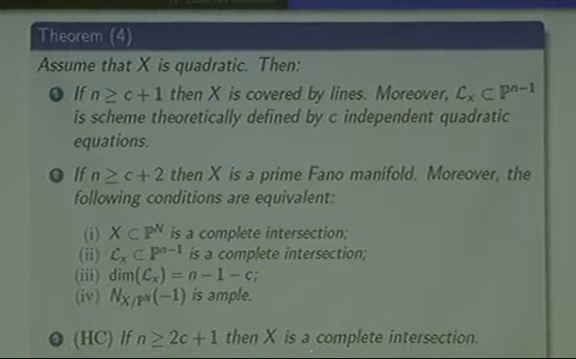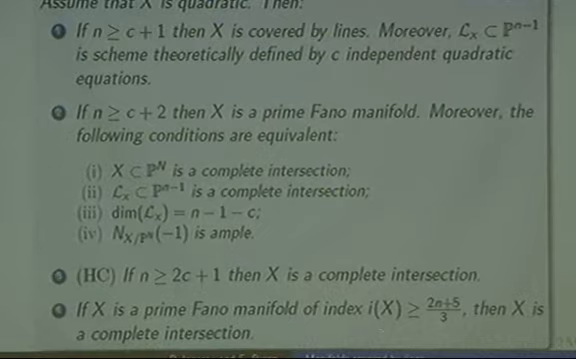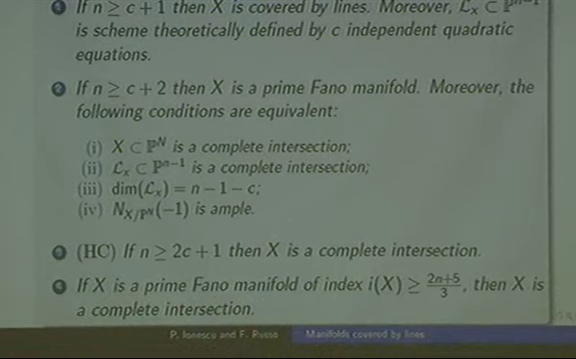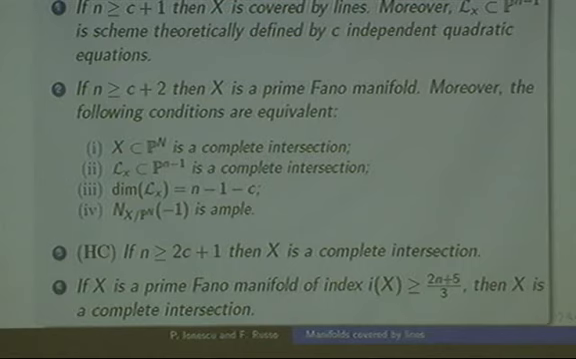Finally, we have a bound that is related to the first theorem, and which explains, at least in this particular case of quadratic manifolds, why it is difficult to find Fano manifolds of high index other than complete intersections. Simply because when the index is higher than this bound, then X is necessarily a complete intersection. Okay.